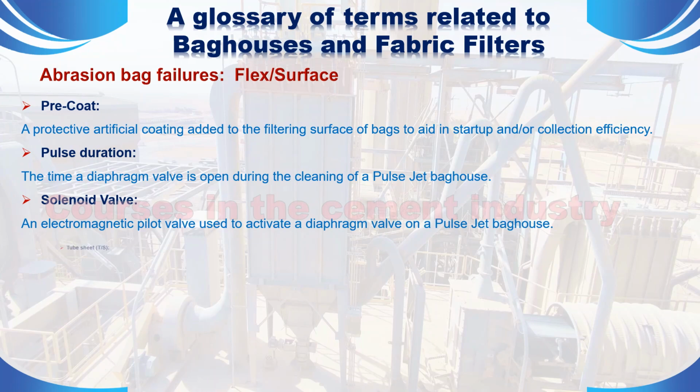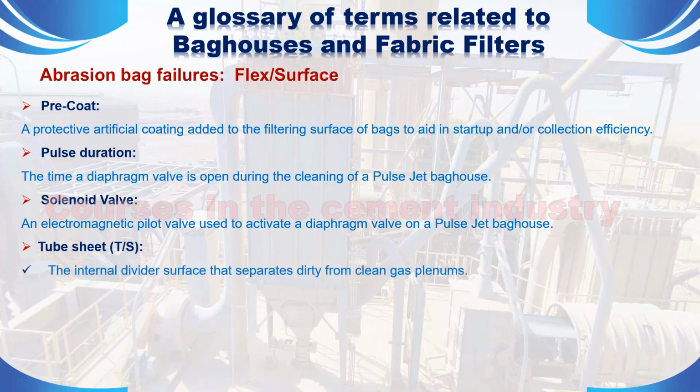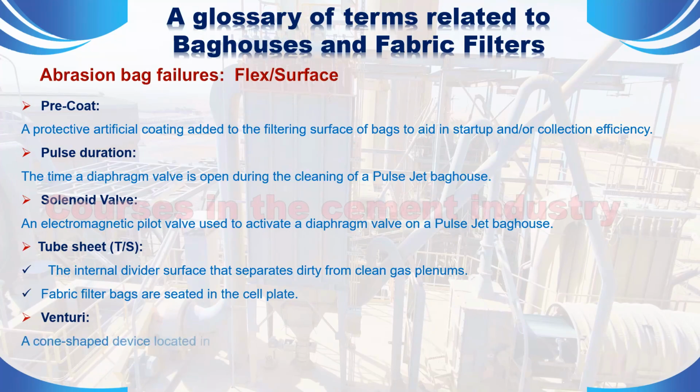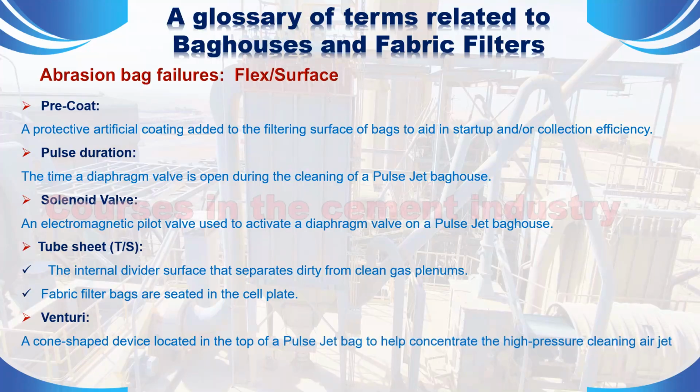36. Tube sheet. The internal divider surface that separates dirty from clean gas plenums. Fabric filter bags are seated in the cell plate. 37. Venturi. A cone-shaped device located in the top of a pulse jet bag to help concentrate the high-pressure cleaning air jet.